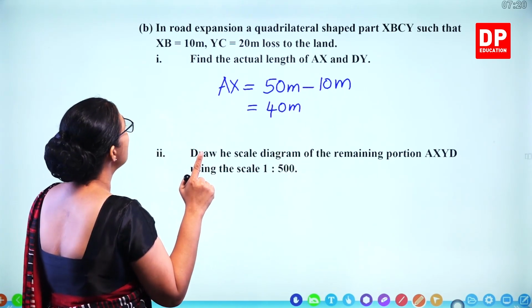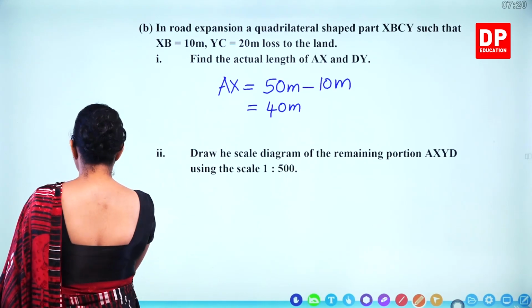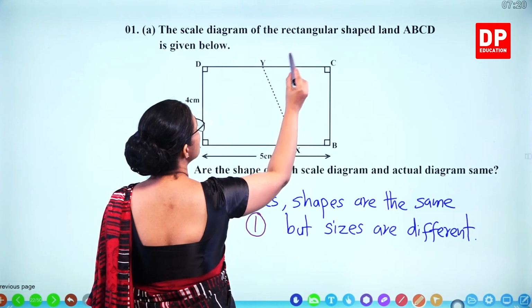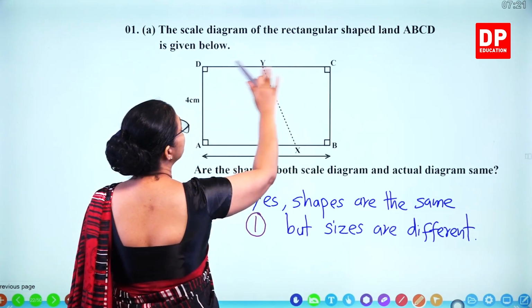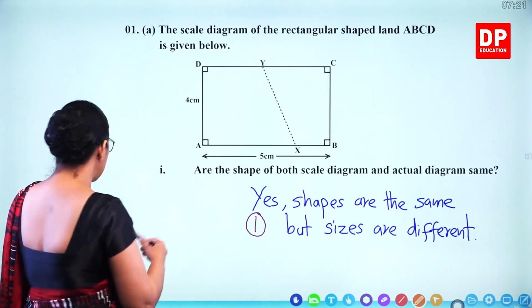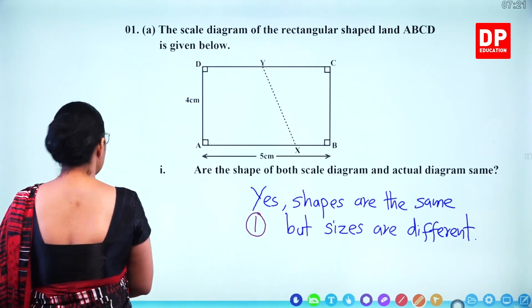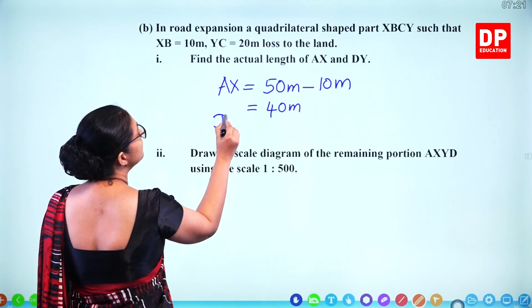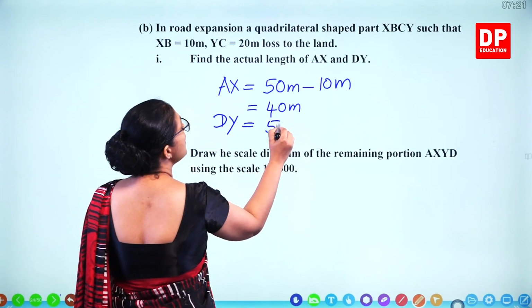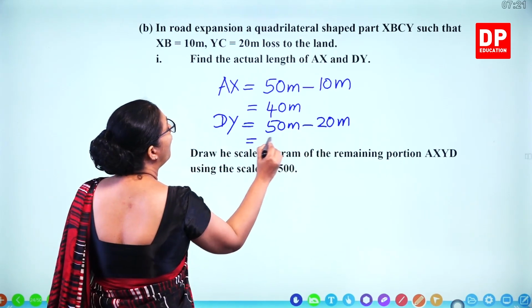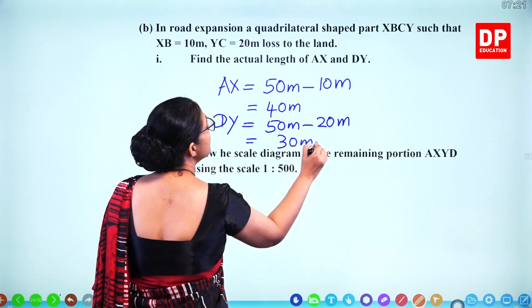Then we'll take DY. YC is 20. This is 20 meters. Again 50 minus 20, so DY becomes 30 meters.